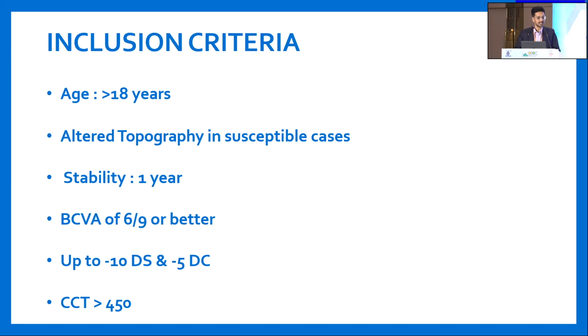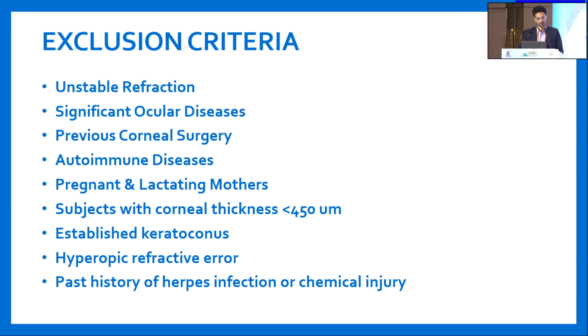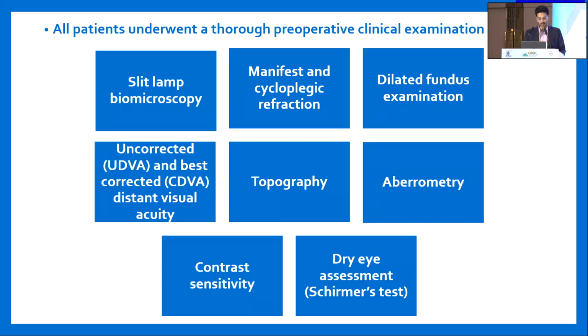The inclusion criteria were age more than 18 years, altered topography in susceptible cases, stability for about a year, BCVA of 6/9 or better, up to -10 diopter sphere and -5 diopter cylinder, and central corneal thickness of more than 450. The exclusion criteria were unstable refraction, significant ocular diseases, previous corneal surgery, autoimmune diseases, subjects with a corneal thickness of less than 450, and established keratoconus or a hyperopic refractive error.